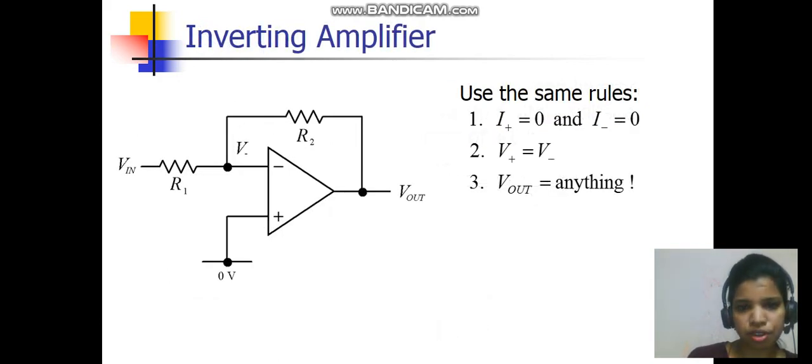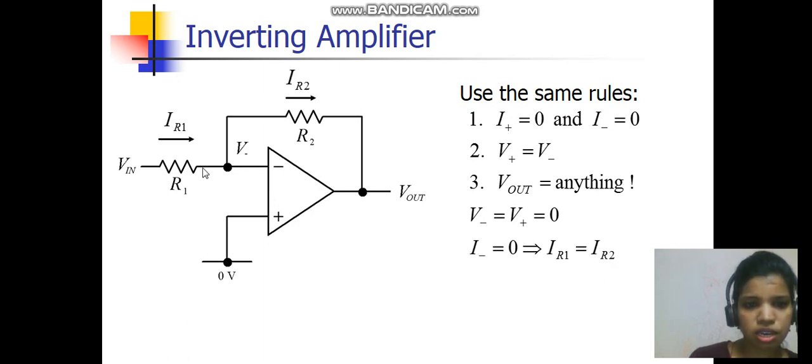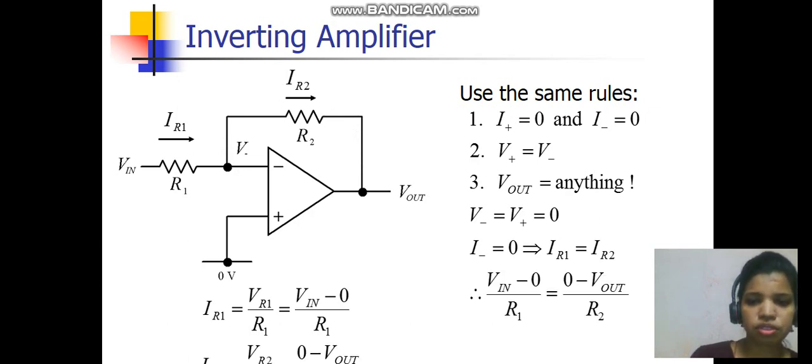Next is the inverting amplifier. If input is applied at the inverting terminal of the op-amp, then it is called an inverting amplifier. Again the same concept of virtual short and virtual ground. If the voltage at the positive terminal is 0, then definitely the voltage at the negative terminal will be 0. Then how to calculate V out? See, this current IR1 equals IR2, and this current is V in minus V upon R1 equals V minus V out upon R2. After solving this equation, we will get the gain, that is minus R2 upon R1.